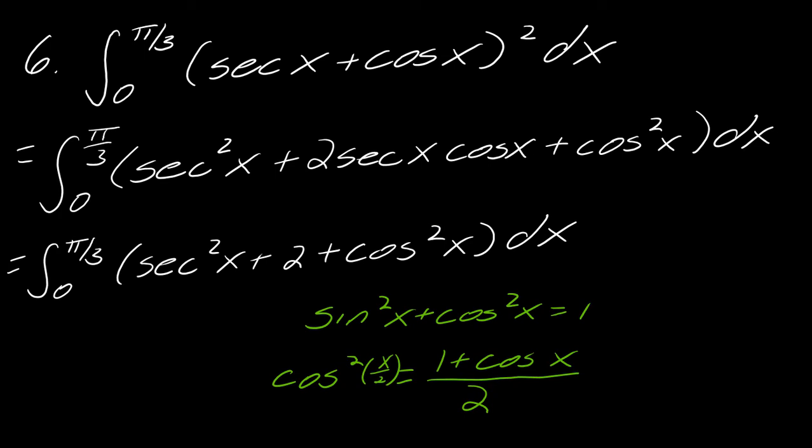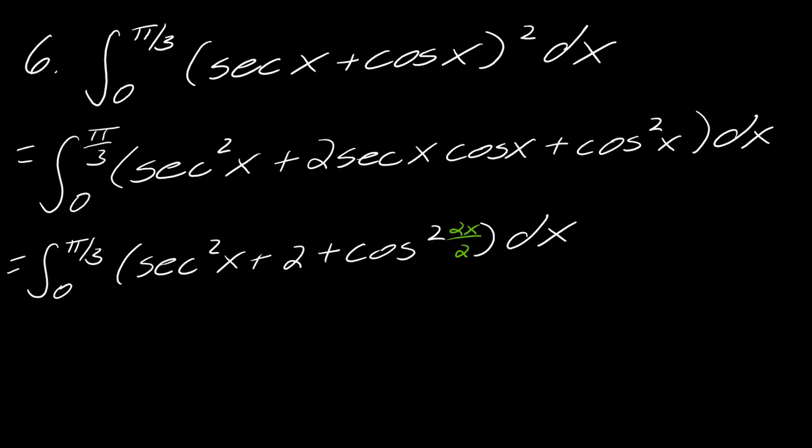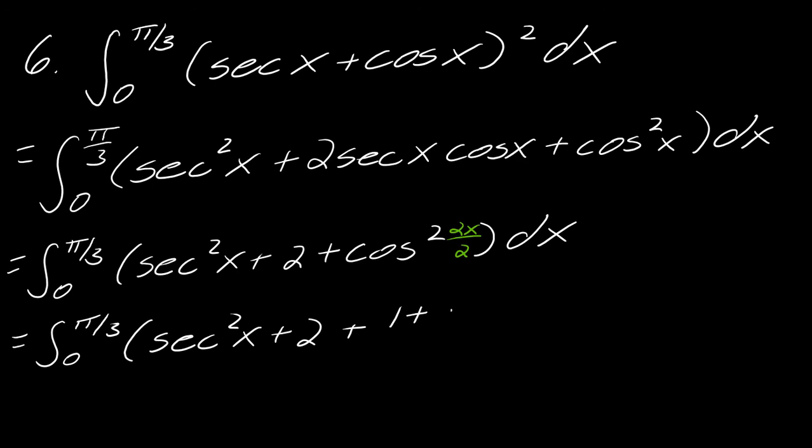So I'm going to erase x, and I'm going to replace it with 2x over 2. My coffee hasn't totally kicked in yet. Okay, so I am now going to rewrite this one more time. So let me clear some space. And now I will rewrite this. This is going to be secant squared x plus 2 plus 1 plus cosine of 2x over 2.